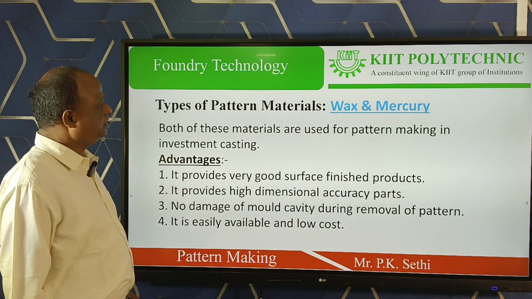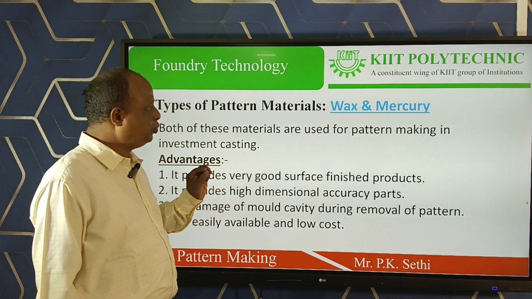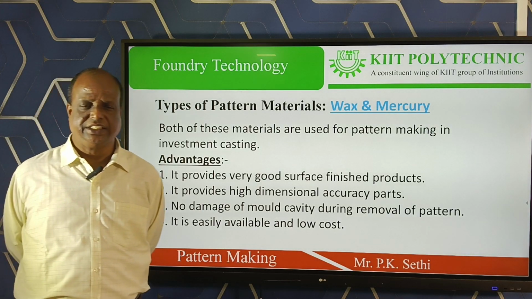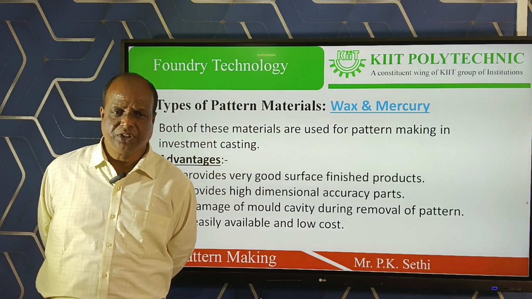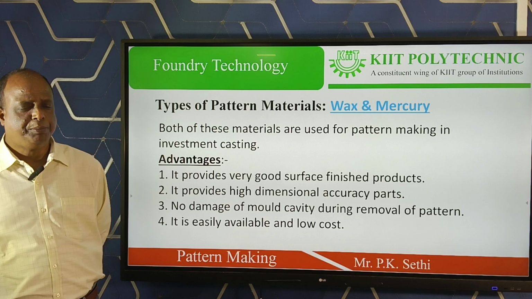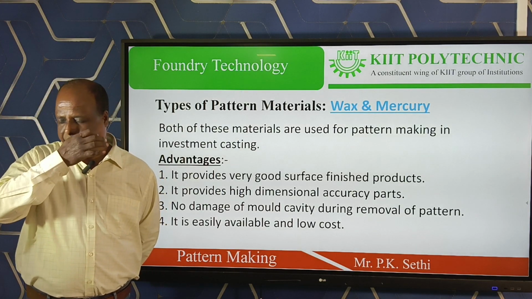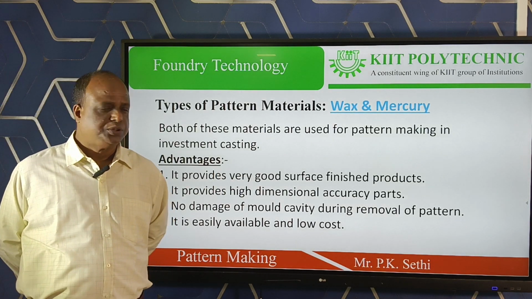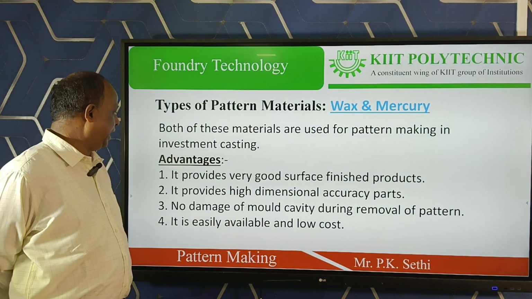The last one is wax and mercury. This wax and mercury is used in the case of investment casting. That means when the dimension or shape of the casting must be very accurate, just like for manufacturing parts or equipment used in MiG engines or any fighter plane. In that case, wax is used as the pattern material.